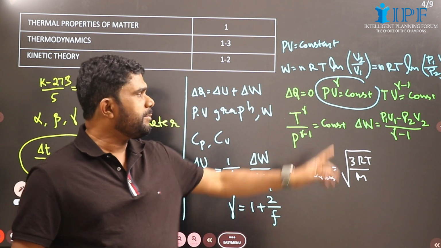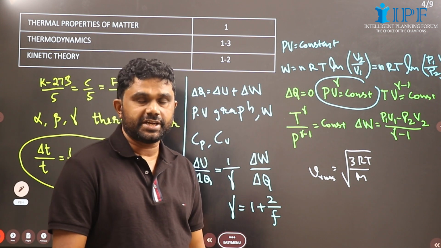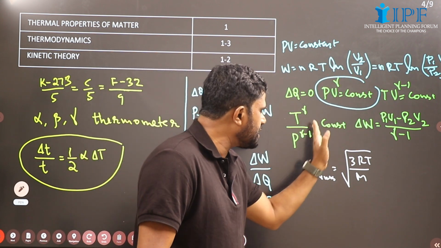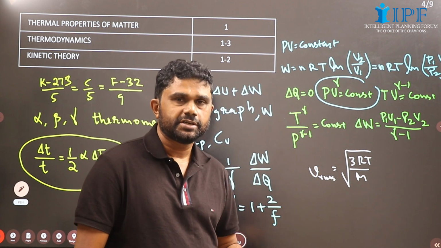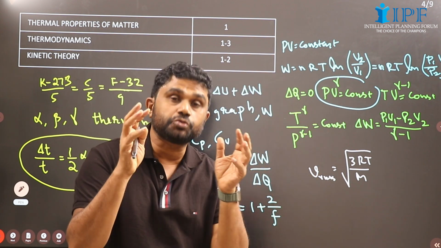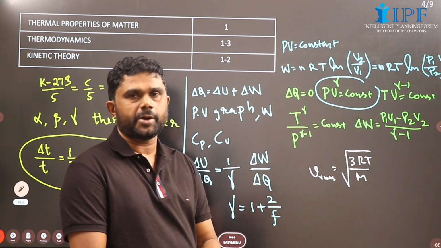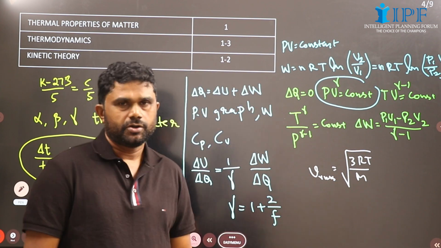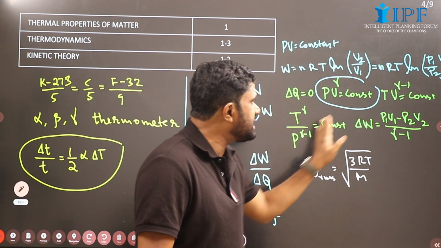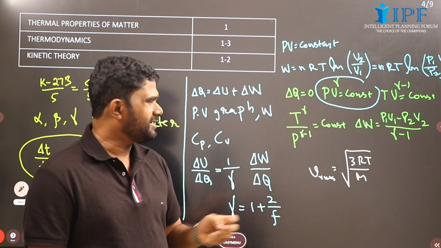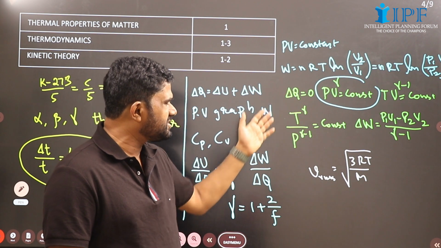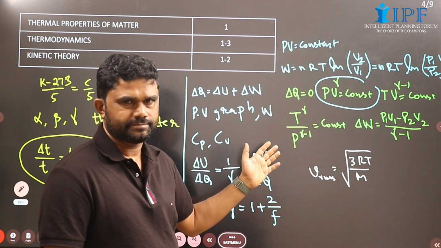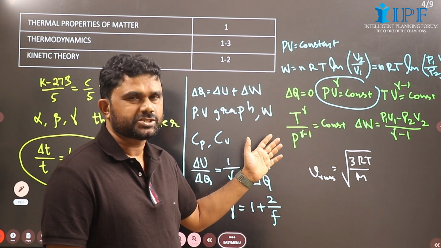Okay, so adiabatic process: PV raised to gamma is constant. Among these three equations, the important equation that you should know is PV raised to gamma constant. Then TV raised to gamma minus 1 constant. And among these three equations, this one you can very rarely expect. It is not that common.